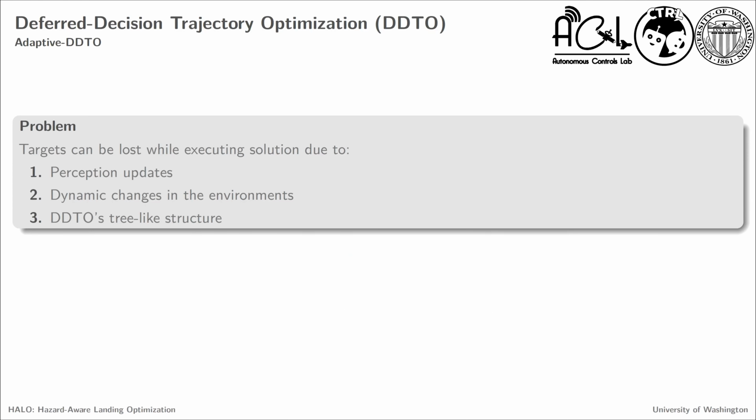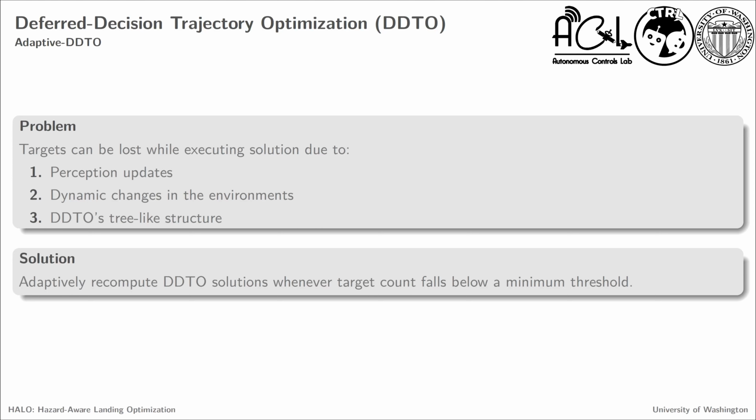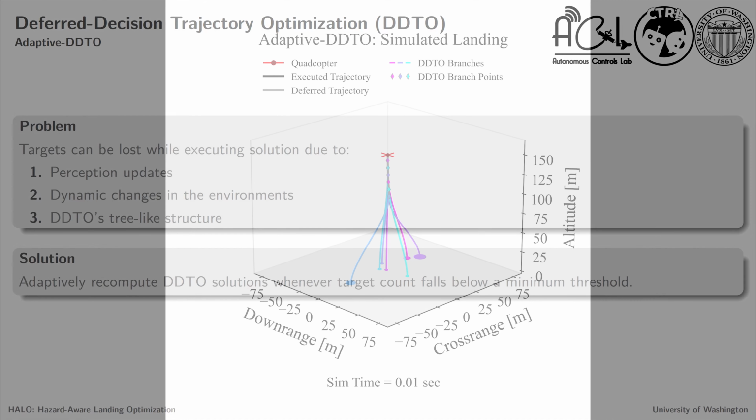Targets can be lost while executing the solution due to perception updates, dynamic changes in the environment, and just due to the fundamental nature of DDTO's tree-like structure. The solution is to adaptively recompute DDTO solutions whenever the target count falls below a minimum threshold.